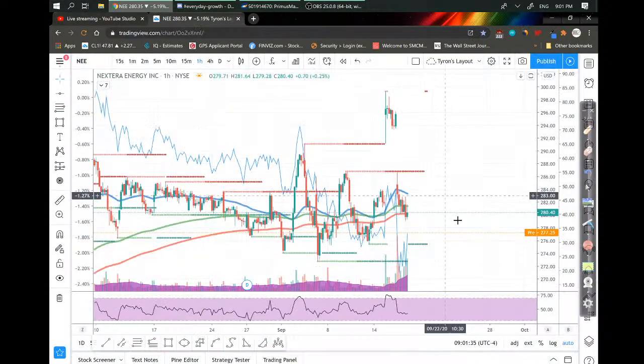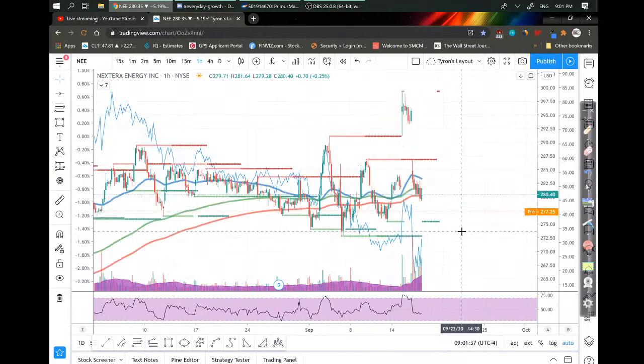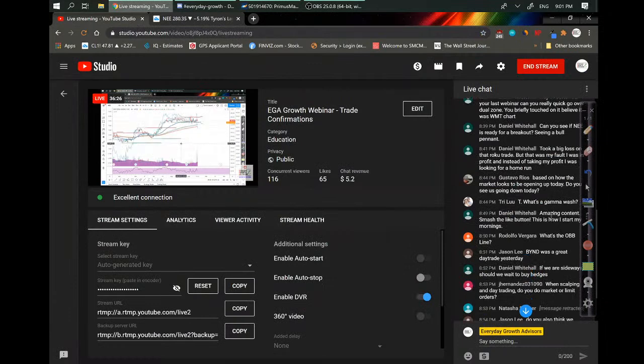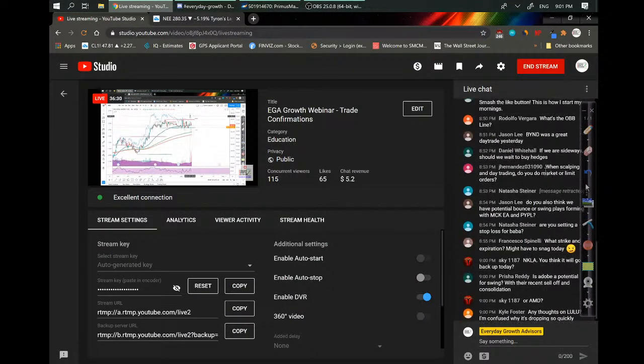A bull pennant? Where are you seeing a bull pennant? I don't see any pennant. What time frame are you looking at? Took a big loss. Okay, based on market. Okay, let's see here.